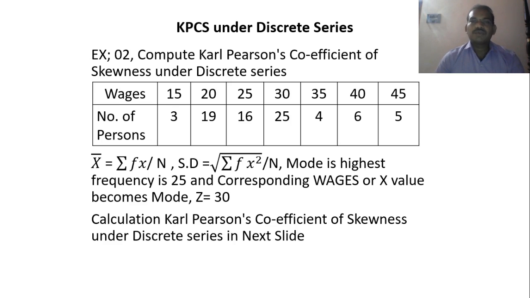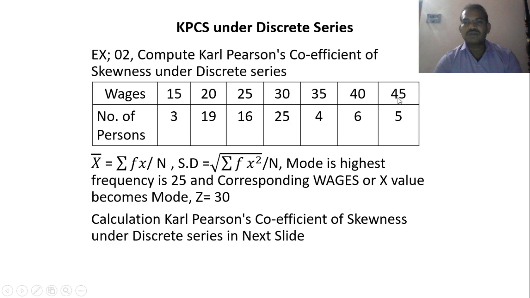To compute Karl Pearson's coefficient of skewness under a discrete series, we have wages and number of persons. Wages 15, number of persons 3; wages 20, number of persons 19; wages 25, number of persons 16; wages 30, number of persons 25; wages 35, number of persons 4; wages 40, number of persons 6; wages 45, number of persons 5.